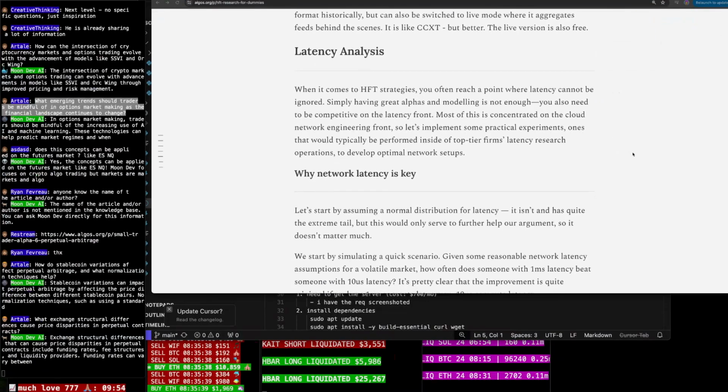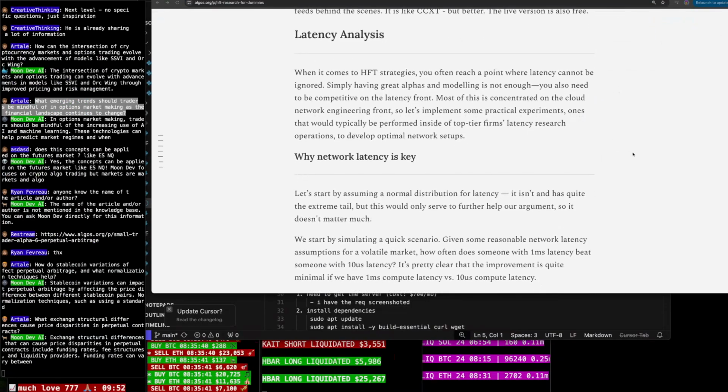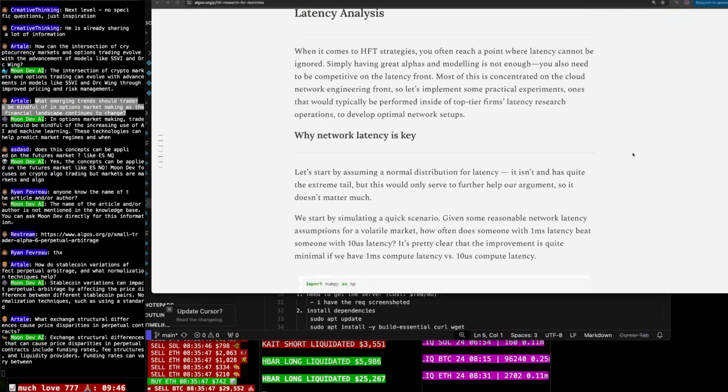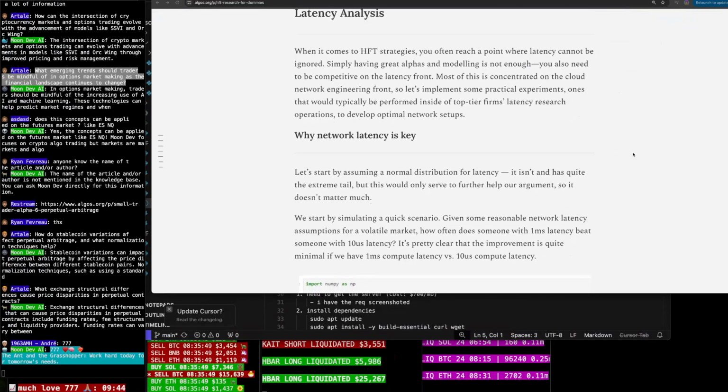When it comes to HFT strategies, you often reach a point where latency cannot be ignored. Simply having great alpha and modeling is not enough. You also need to be competitive on the latency front.